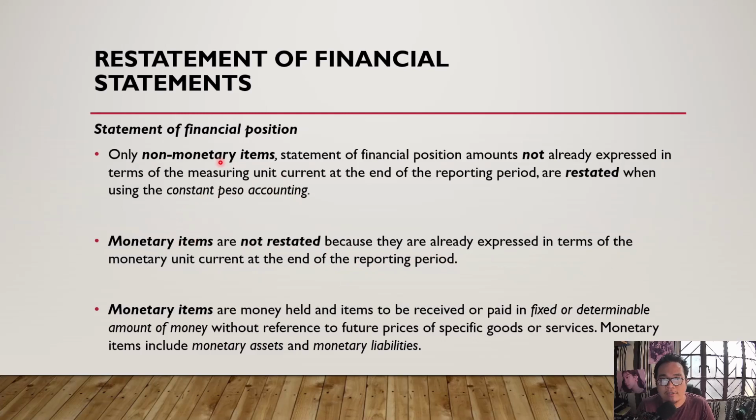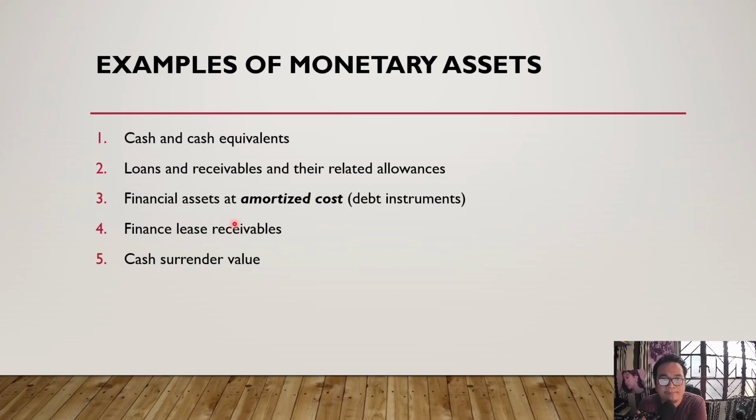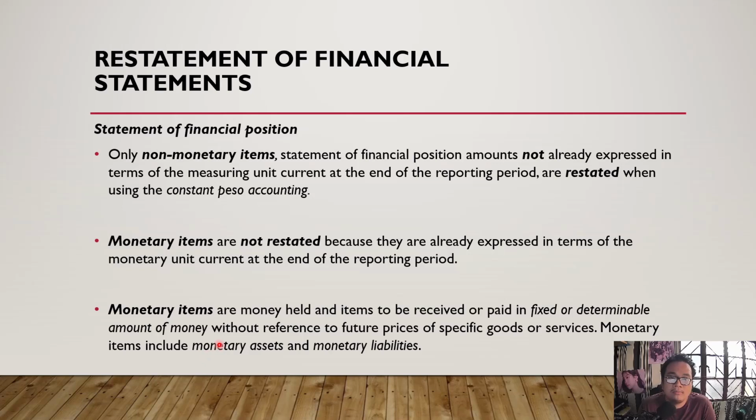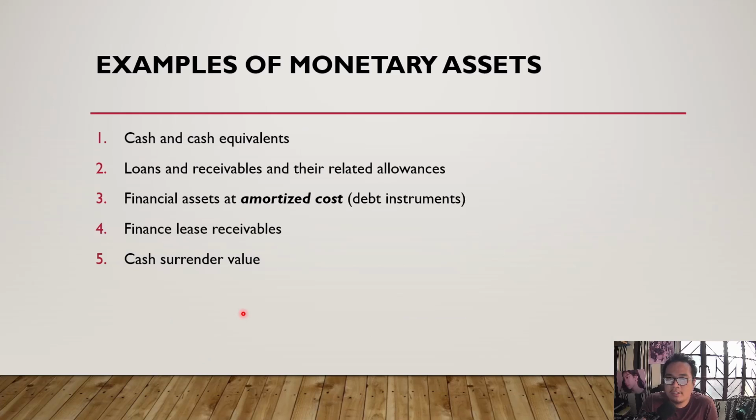So, pagdating sa statement of financial position, yung restatement ang gagawin natin, ito. Non-monetary items, those that are not already expressed, sila lang yung ire-restate. Monetary items, no need, because they're already expressed in the terms. Yun yung nature ng monetary items. And monetary items are divided into two: monetary assets and monetary liabilities. Pagdaan na naman ito previously pa, so recap lang ito.